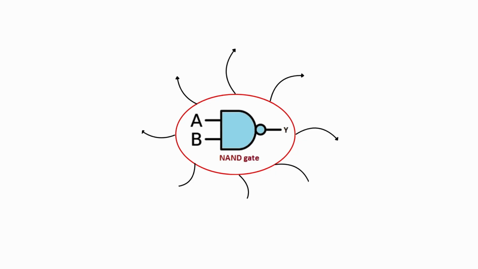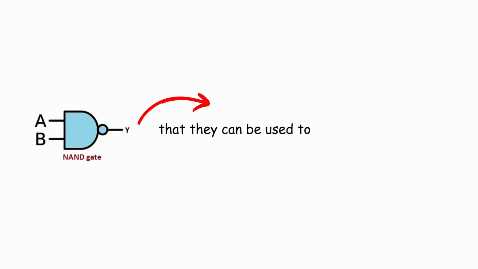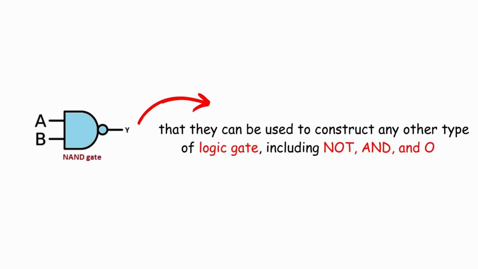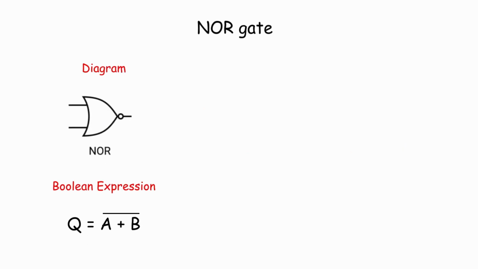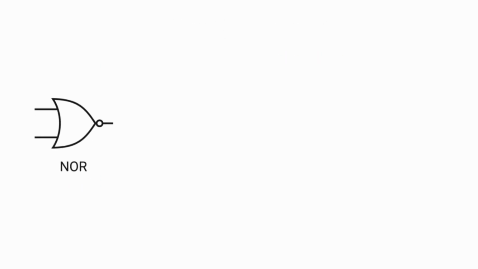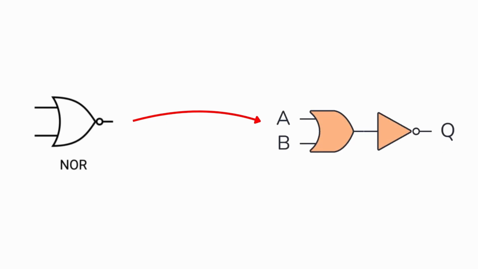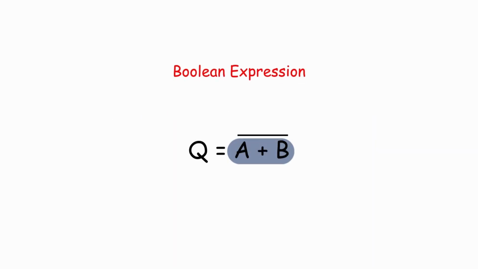NAND gates are so versatile that they can be used to construct any other type of logic gate, including NOT, AND, and OR. NOR gate, OR negation. The NOR gate is the combination of an OR gate followed by a NOT gate. It first adds the values and then inverts the result.